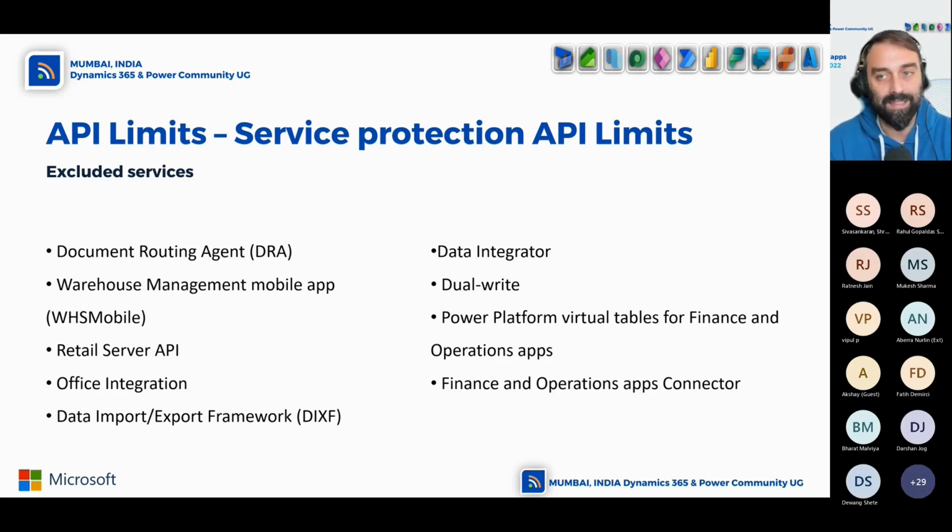And hopefully, at least at the moment, there are some services that are excluded from these API limits, which are the document routing agent, the mobile app for warehouse, retail server API, Office integration, which is the Excel add-in, data import-export framework, the data integrator, dual write, virtual entities, which, well, are virtual tables now. Virtual entities are virtual tables, but I still call them virtual entities, and the finance and operations apps connector for Power Apps. So right now, these are excluded, but we don't know if in the future some of them could go into the service protection API limits feature, which probably will.